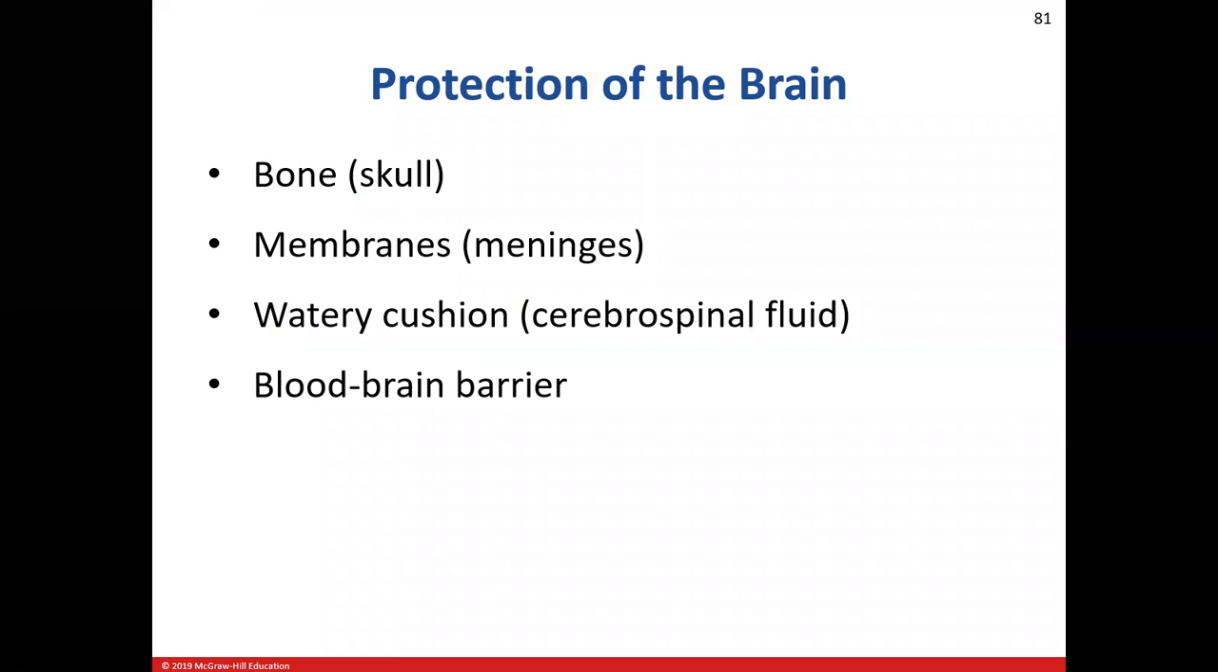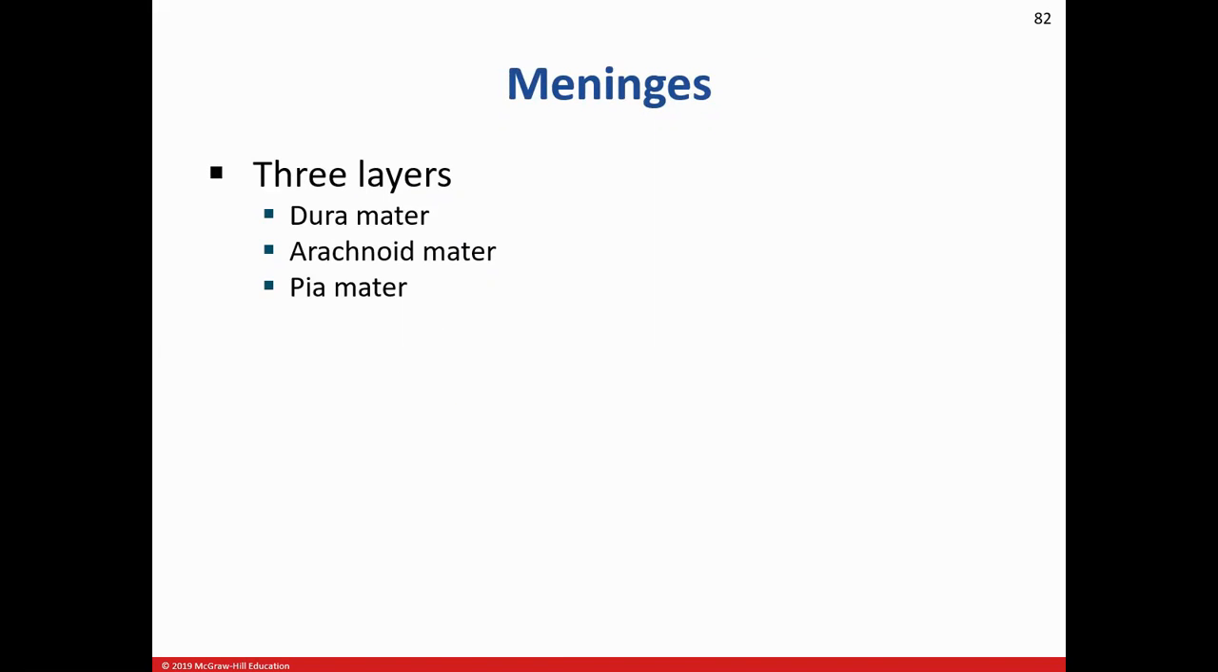So we utilize bone tissue really to provide this hard barrier around the brain. We also have small little membranes, which we know as meninges. We have a watery cushion, which is what our cerebrospinal fluid is, or our CSF. And then lastly, we have our blood-brain barrier, which acts as more our chemical barrier to the brain. So we'll skip over the bone, as that's more skeletal system.